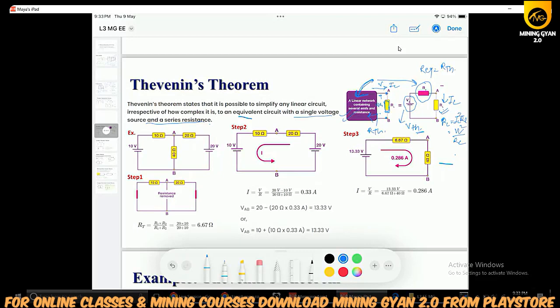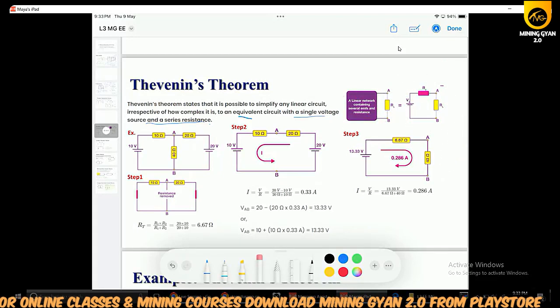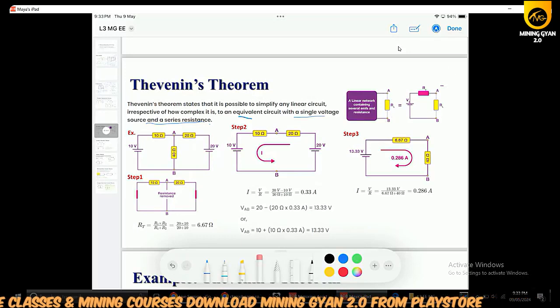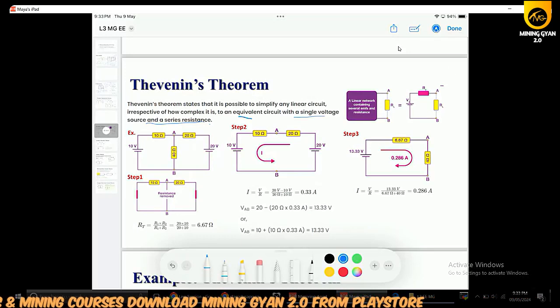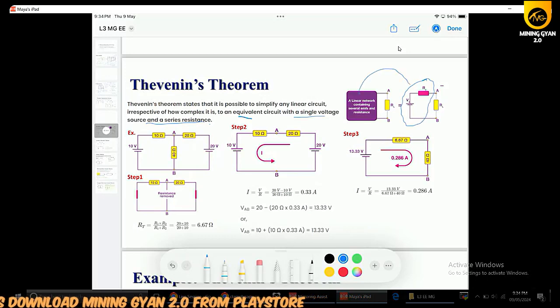That is the technique to calculate current or voltage across the load resistance, so that we can simplify any linear bilateral network to a simple network with a voltage source and an equivalent resistance. That linear circuit is converted like this. So let us see the example.